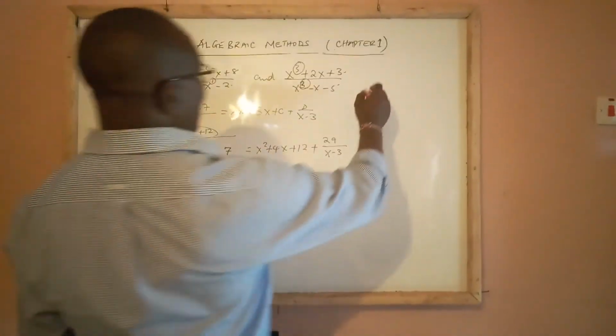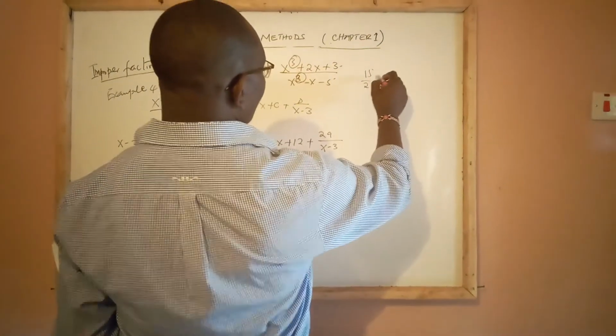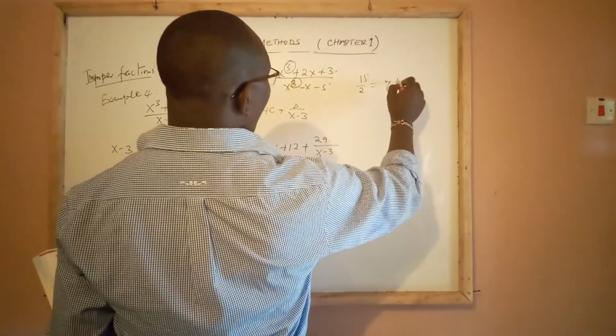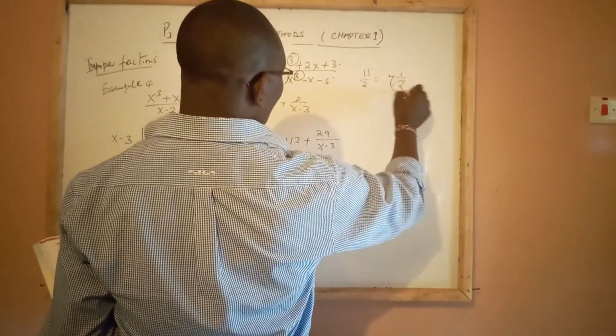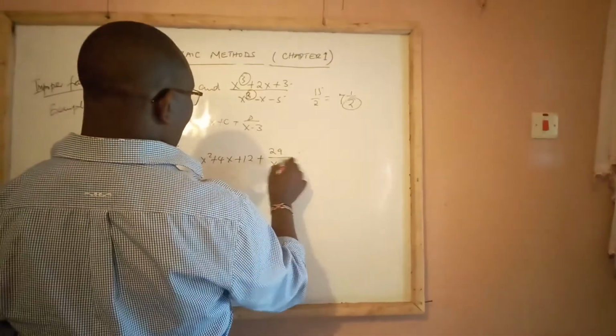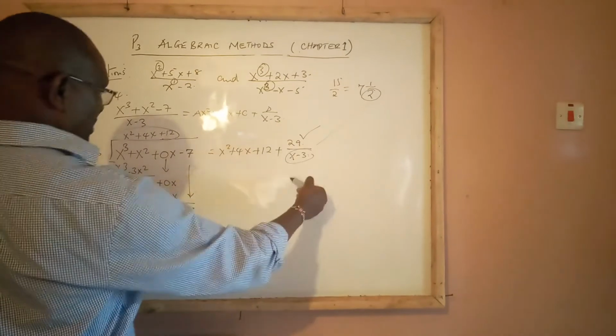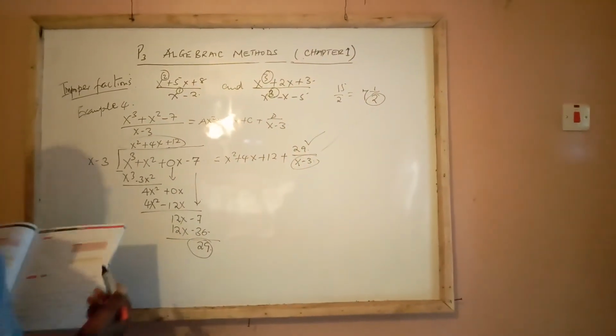The remainder is always over x minus 3. Please note, when we had 15 divided by 2, we had 7 as a whole number, remainder 1 over the original divisor. So this divisor is reflected here. So the remainder is simply 29, and not 29 over x minus 3.